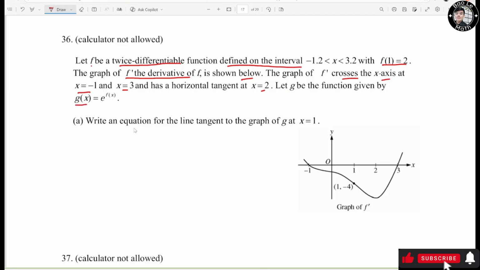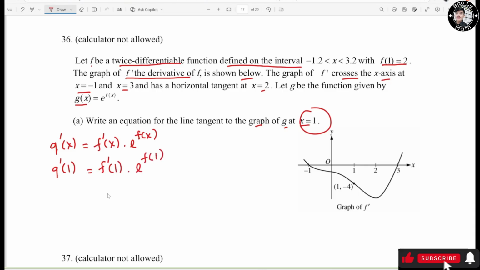Question A. Write an equation for the line tangent to the graph of g at x equals 1. So first we need to find the first derivative. We have g prime of x equals f prime of x times e to the f of x. Now x equals 1, so we have g prime of 1 equals f prime of 1 times e to the f of 1. So we substitute the value f prime of 1 equals negative 4 right here, so negative 4 times e to the f of 1. F of 1 equals 2 right here.